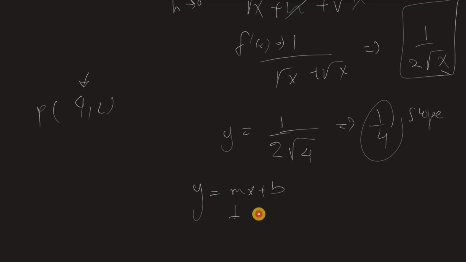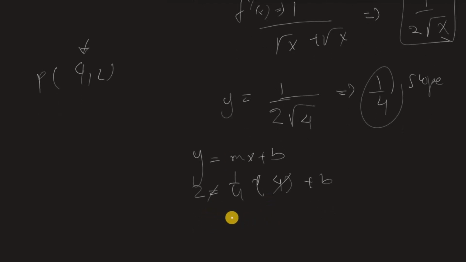So we have y equals mx plus b. We have 1 over 4 multiplied by 4 plus b, and we have our y value as 2. The 4 is going to cancel out, so the 1 plus b equals 2, so our b is going to be 1. Then we have our equation as y equals 1 over 4 x plus 1. So this question is solved. Let's move on to the fourth one.